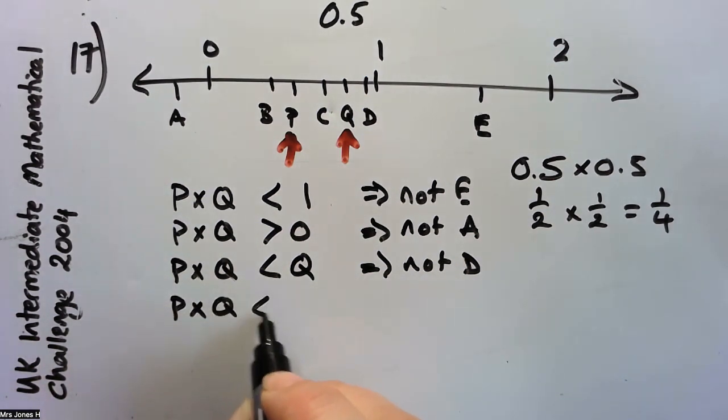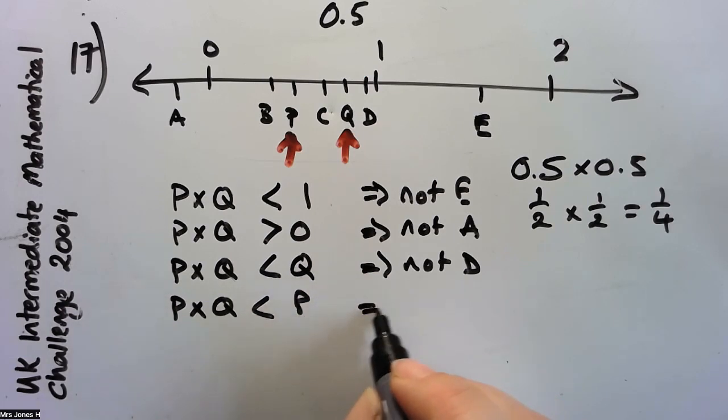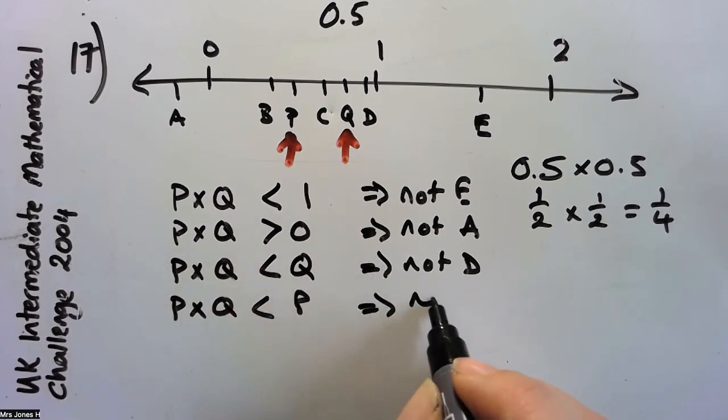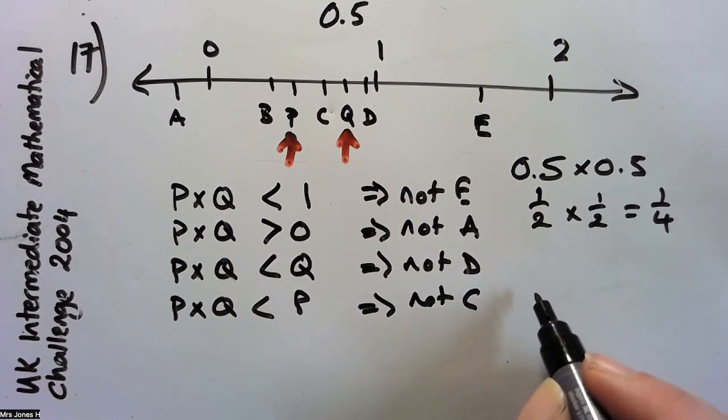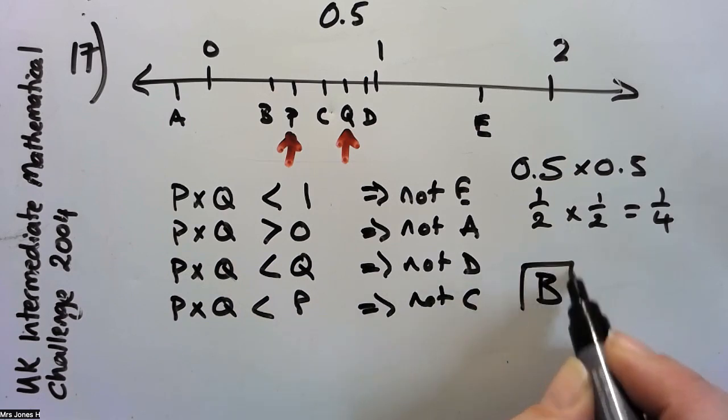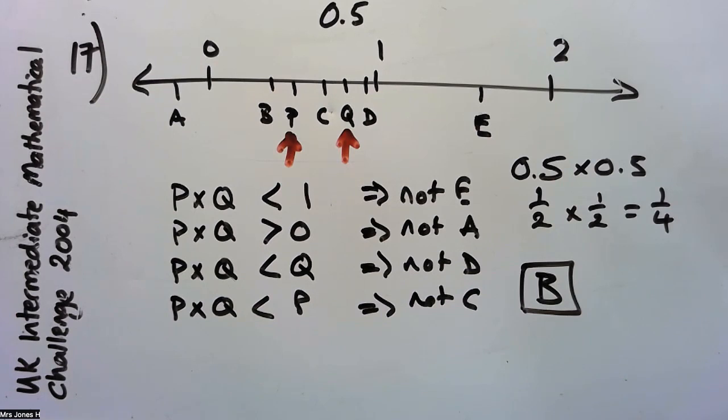And by the same argument, it needs to also be less than P. So therefore, it is not going to be C. Therefore, the answer has to be the only one left, which is B.